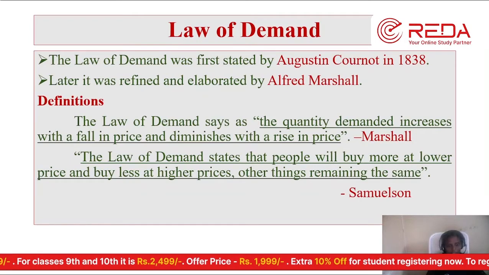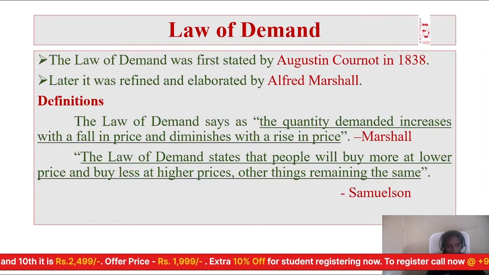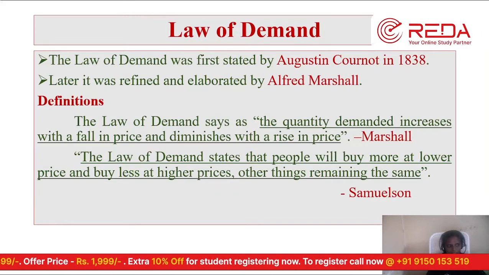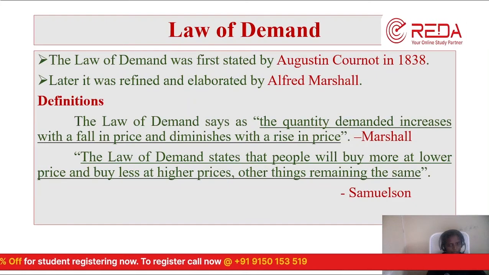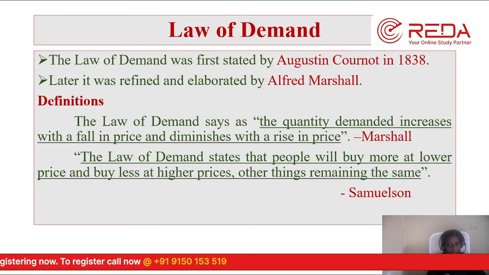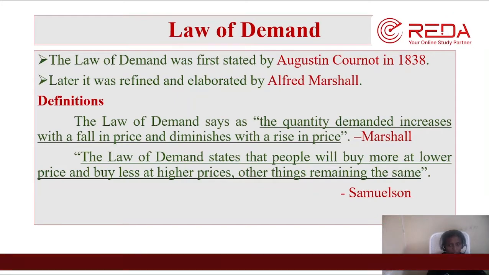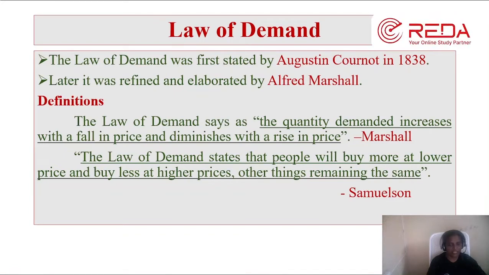The law of demand says that quantity demanded increases with a fall in price and diminishes with a rise in price. He is telling that the quantity demanded for a commodity depends upon the increase and decrease in the price of the commodity. And one more economist called Samuelson says that the law of demand states that people will buy more at lower price and buy less at higher prices, other things remaining the same. Only one important point he is including, and he is accepting Marshall's definition of demand.